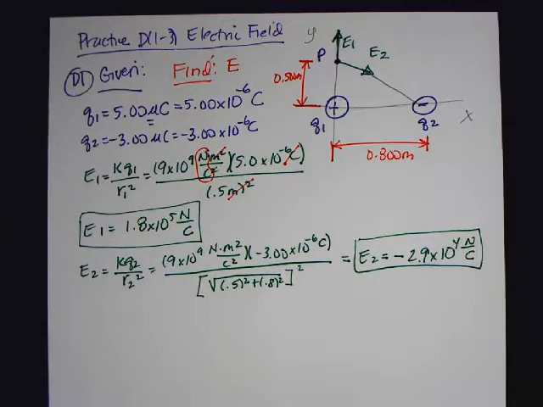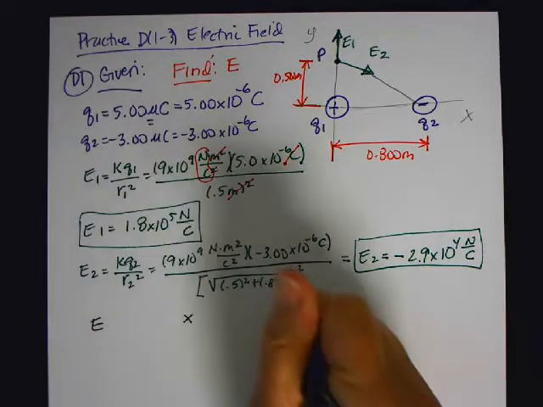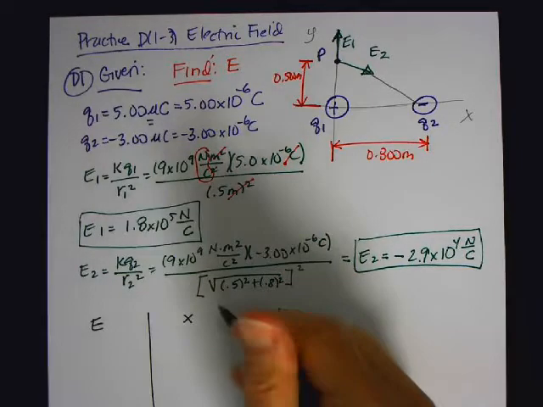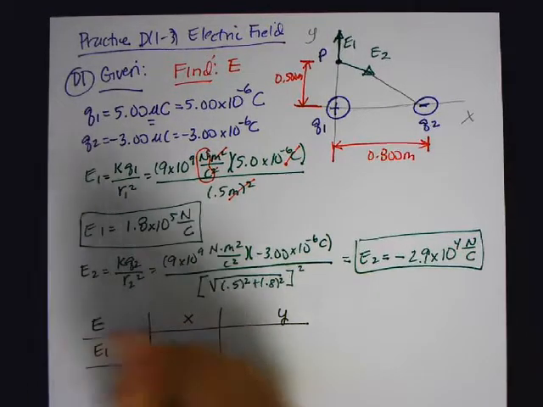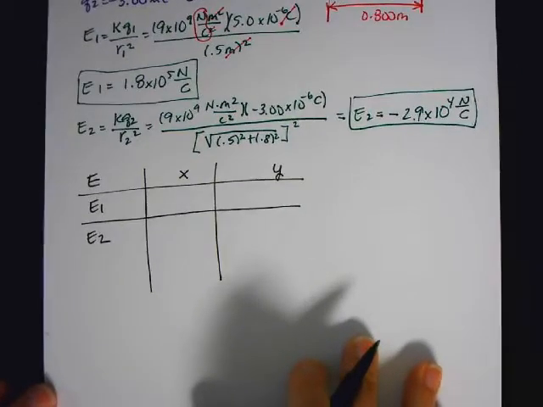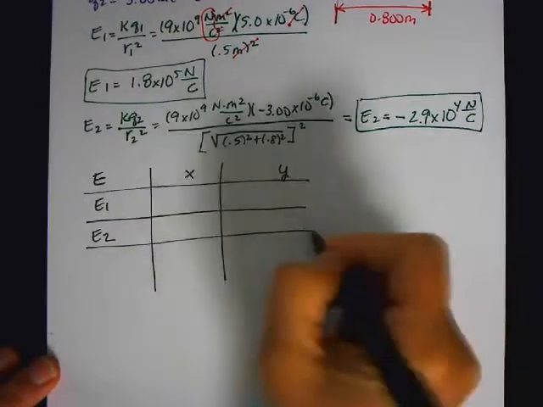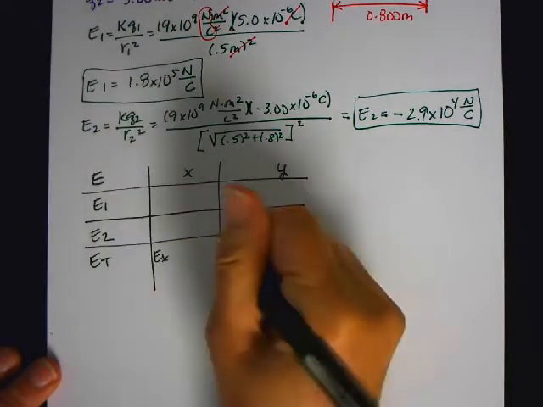So the next step is we're now going to put it in our table or chart because it makes it easier. The book doesn't do it like that, but I feel that when we do a table or chart, we're less likely to make a mistake. Okay? So we're going to have our E, and then we're going to have the x component, and we're going to have the y component. So we're going to have E1, we're going to have E2, and then we're going to have E total, and then we're going to have the x and the y. So this is EX and EY.